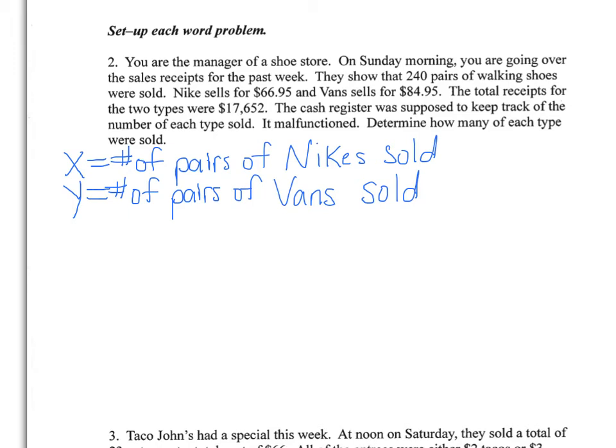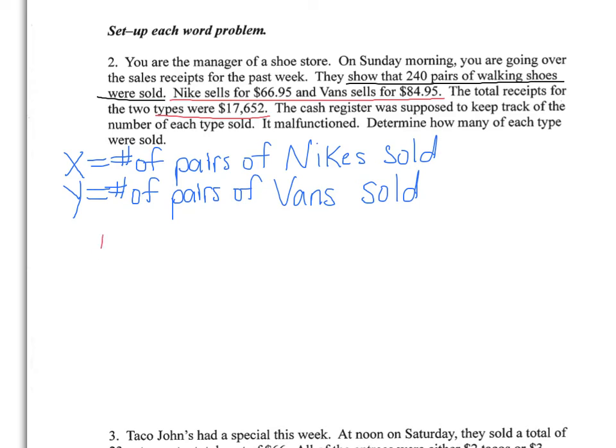Now the next thing I need to do is start setting up two different equations. One of the equations is going to incorporate this 240. 240 pairs of walking shoes were sold. I think that one's the harder one to set up, so let's do that second. The one that I think is easier is the one that incorporates money. Nike sells for $66.95, Vans sell for $84.95, and we brought in $17,652. So I'm going to put everything that deals with money together.